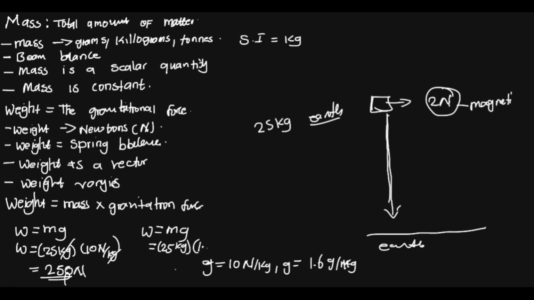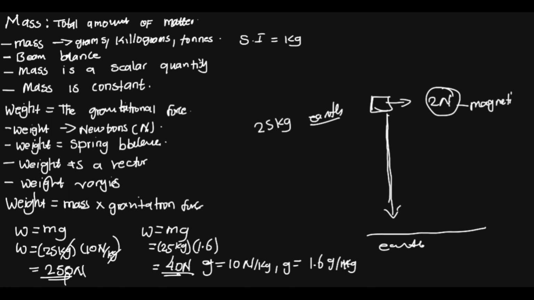this time the gravity is approximately 1.6. So 25 times 1.6, we have about 40. So you can see that the two weights are different. On the Moon we have about 40, but on Earth we have about 250. So we can see that weight changes, and the reason why weight is not constant is because the gravity is different.